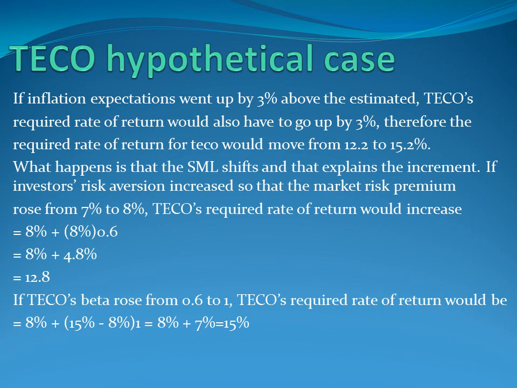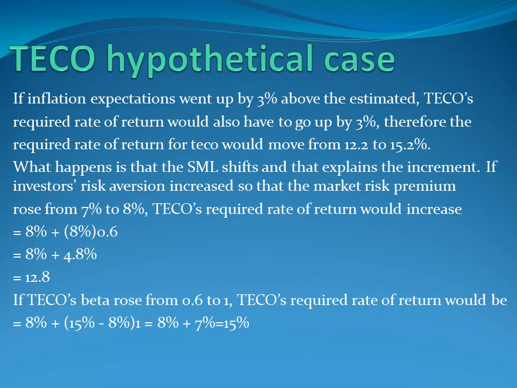Now, if inflation expectations go up by 3% above the estimation, TICO's required rate of return would also have to go up by the same 3%. Therefore, the required rate of return for TICO would move from 12.2 to 15.2%. Now, what happens is that the security market line shifts, and that explains the increment.